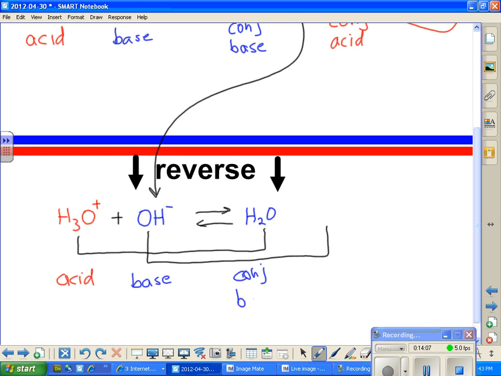Conjugate base. And the OH becomes what? Yeah, this guy is going to become the acid, but it's still H2O, but we call it a conjugate acid. All right. Is this starting to make a little bit of sense? I hope. All right, let's move on.